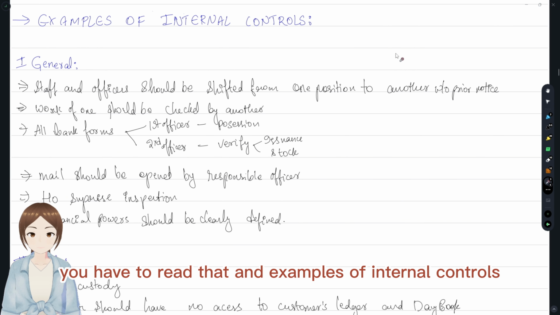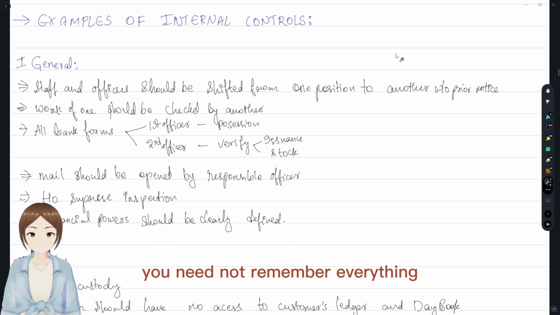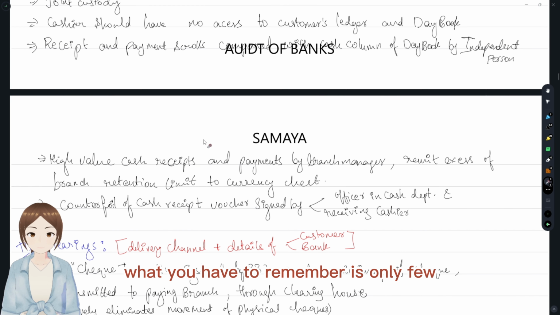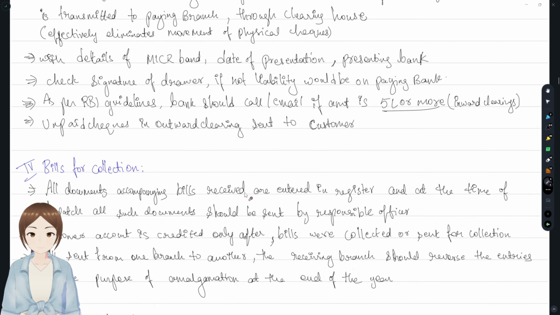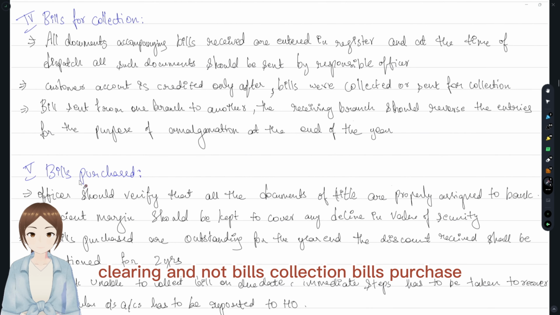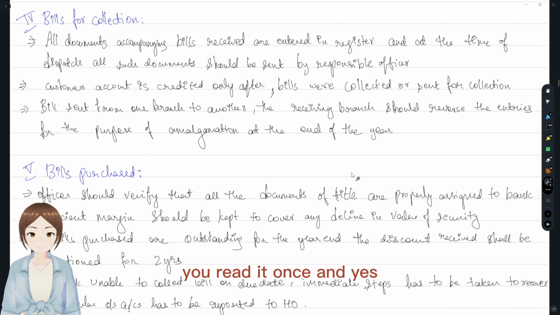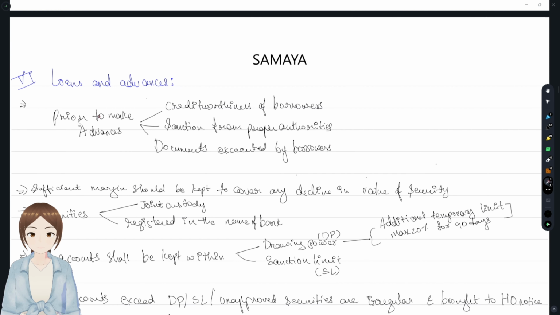And examples of internal controls, you need not remember everything. What you have to remember is only few. Cash, anyways, everybody will remember, as we already done our articleship exam. We could write it in general also. Remember this clearing one. Read this clearing one. And bills collection, bills purchase were not so important. You could write it like normal loans account, right? You have to put register and all. You read it once and just leave that.